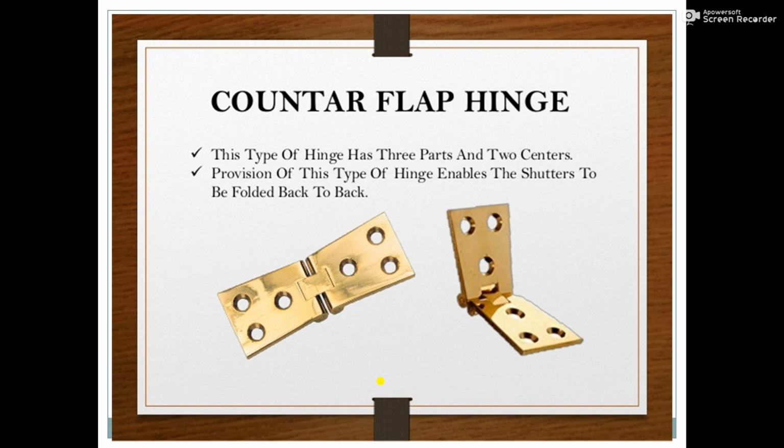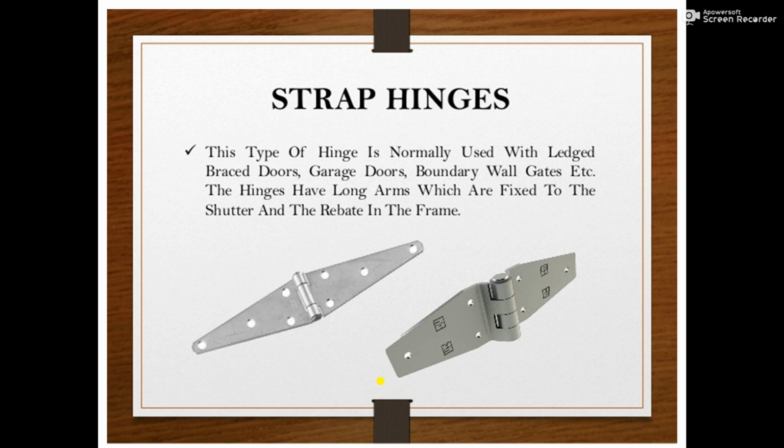The counter flap hinge. This type of hinge has three parts and two centers. Provision of this type of hinge enables the shutters to be folded back to back. So whenever these types of hinges are moving through 360 degrees, whenever we are going to open the shutters or fold them back to back, at those places these types of hinges are used.